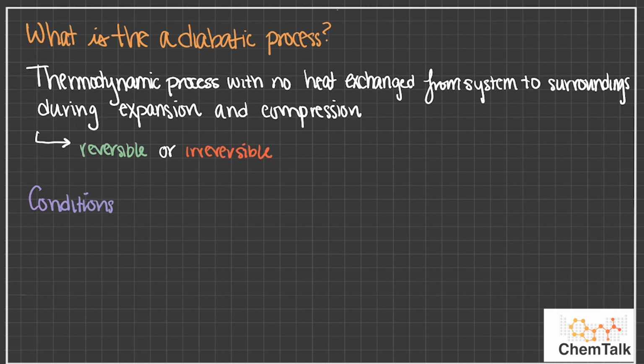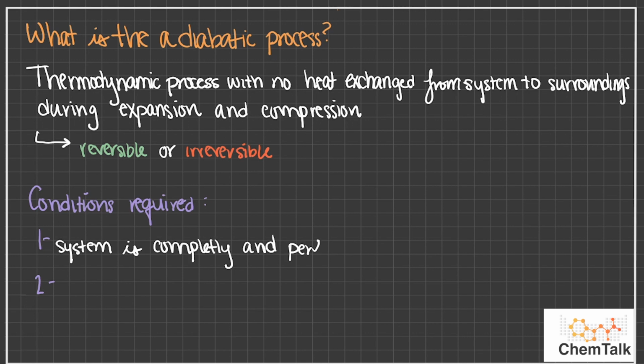Now, in order for this process to occur, there must be two conditions met. So the first condition is that the system must be completely and perfectly isolated from the surroundings. There can be no transfer of heat, which means that if the system is perfectly isolated from the surroundings, the transfer of heat cannot occur.